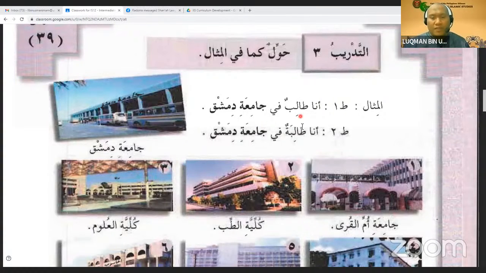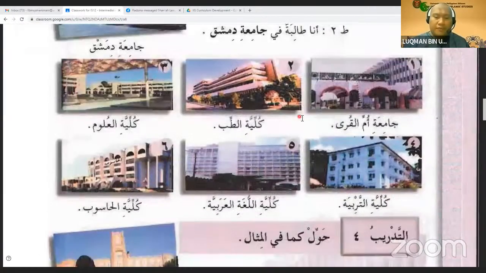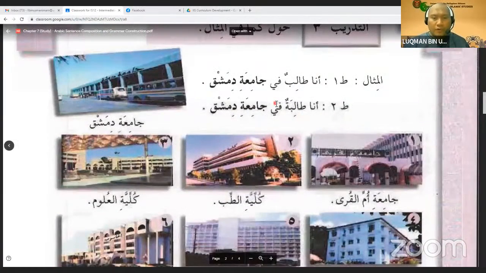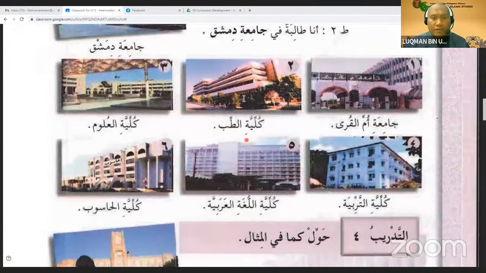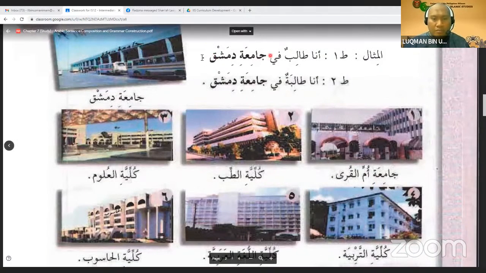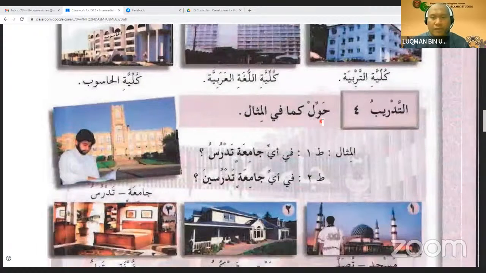So what you're basically changing here is just the gender of the speaker. Okay. Then also the different universities rather and colleges. You just change the bold words. Okay. التدريب الرابع. So same instruction. حول. حول means transform. حول كما في المثال. Transform like in the example.